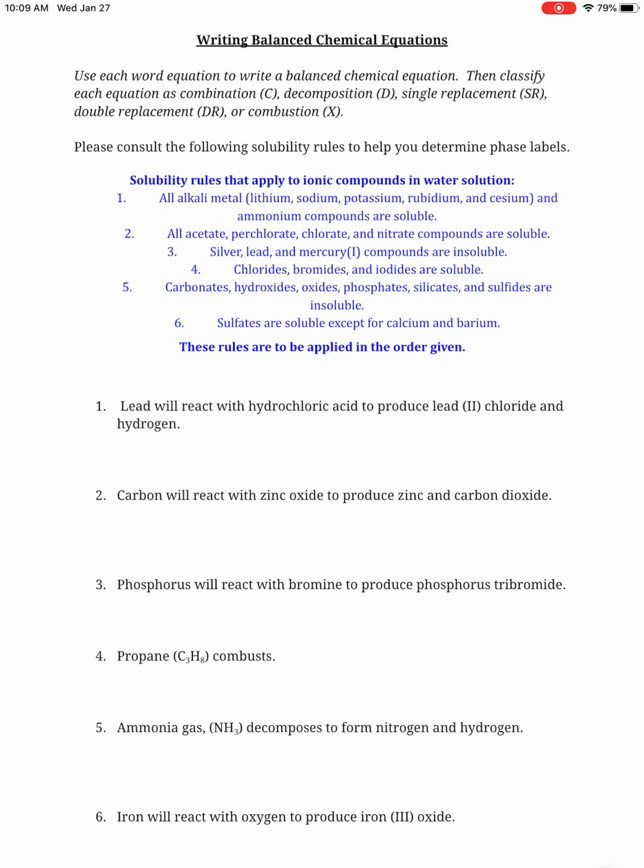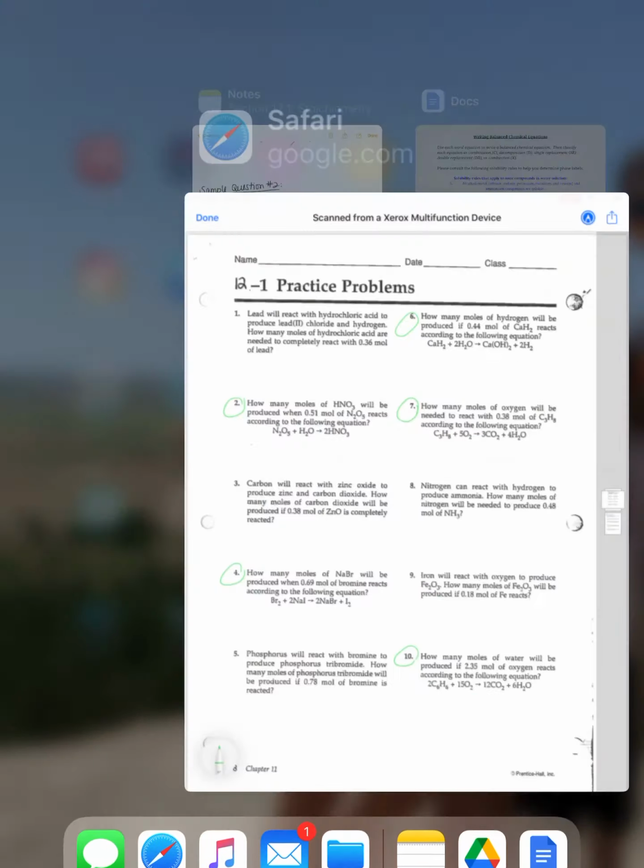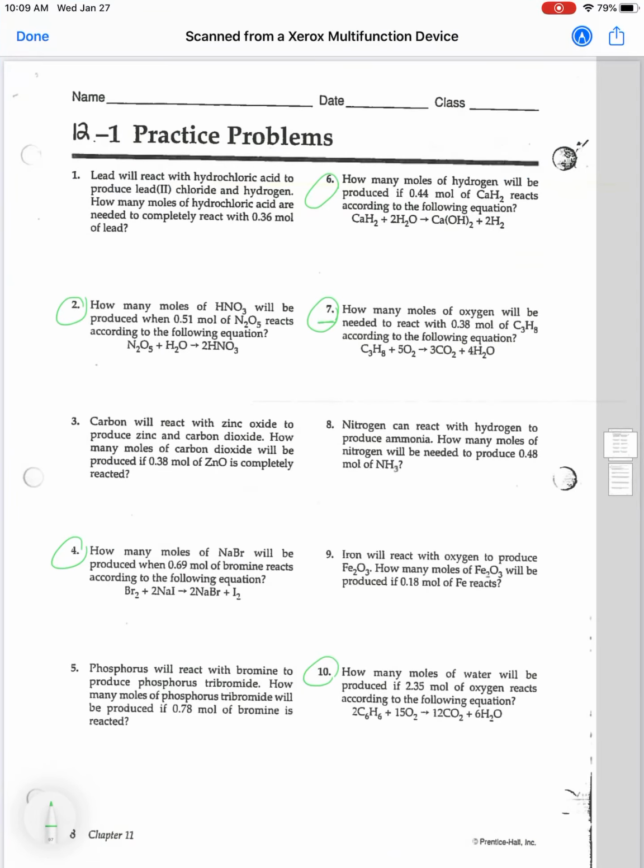There are a few, like number 4, propane combusts, that actually relates to problem 7 on the homework tonight, and they gave you that balanced equation, but I was trying to help you out here. So let's do number 1 together. We need to go back and look at our homework from last night and copy down the correctly balanced equation. So I have that Pb plus 2HCl yields PbCl2 plus H2 as my balanced equation.